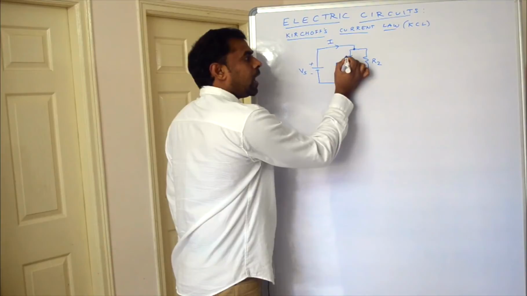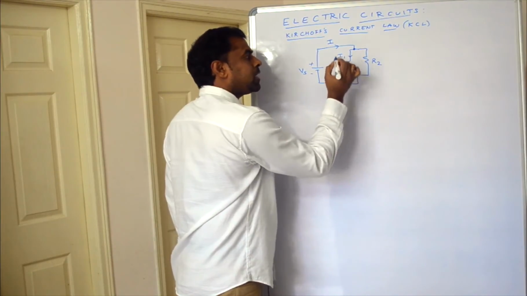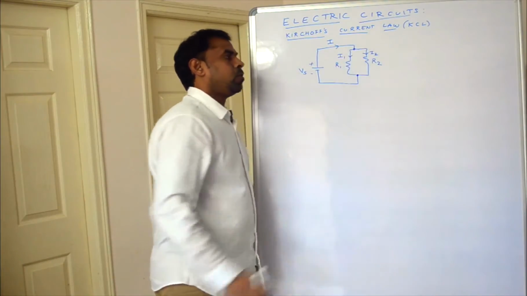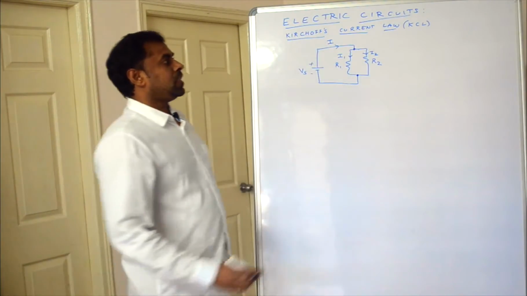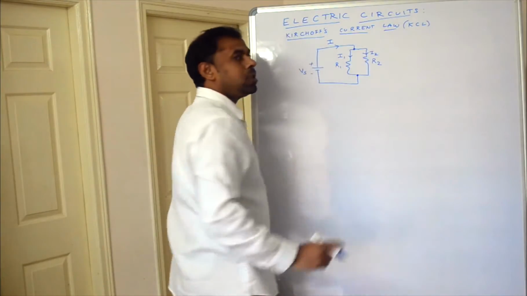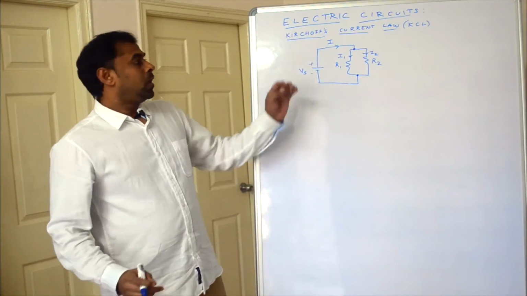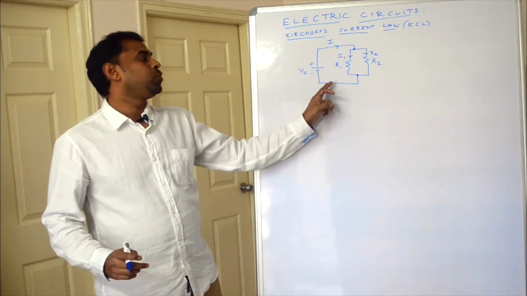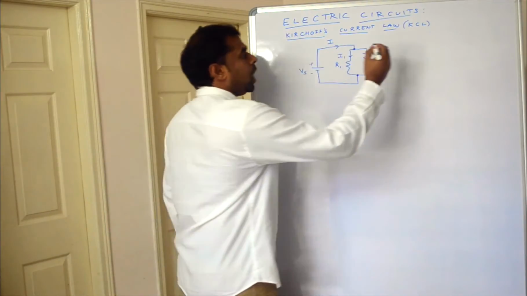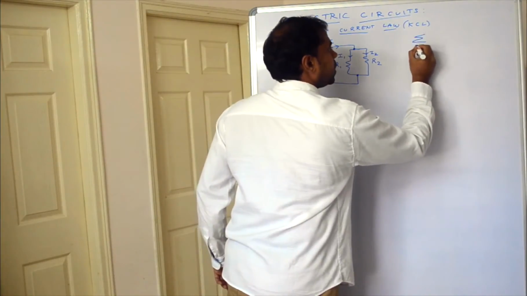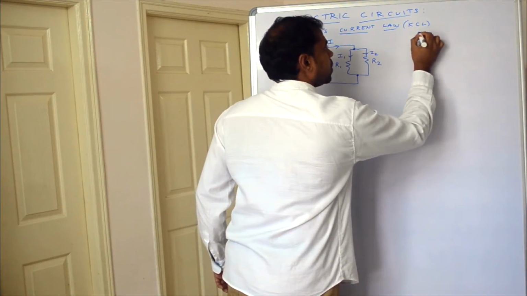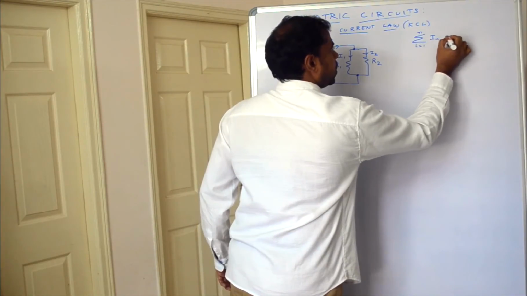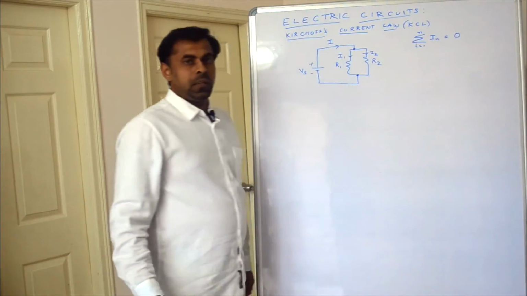I am taking I1 as the current consumed by resistance R1, I2 is the current consumed by resistance R2. What Kirchhoff's current law says is the algebraic sum of currents, algebraic means with a sign, at a junction, if you assume that entering current is positive, the leaving current you should treat it as negative. So the algebraic sum of currents is 0. Okay.